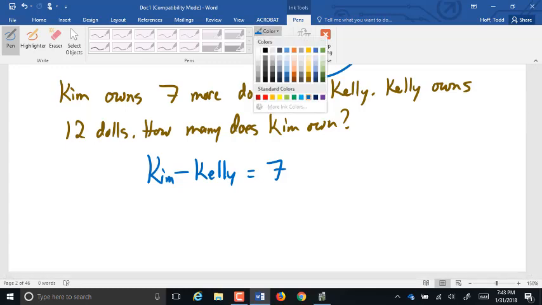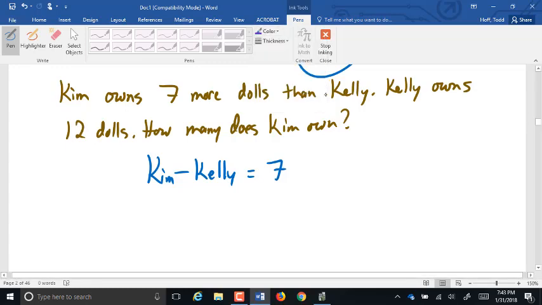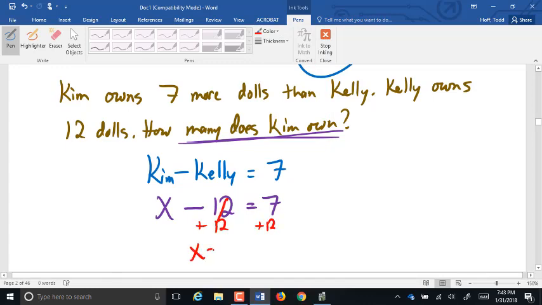Do I know the number that Kim owns? I'm looking for how many Kim owns. I'm going to make that X. X minus Kelly, which is 12. The difference is 7, so it has to equal 7. So I'm going to solve this by just adding 12. X equals 19, so Kim has 19.